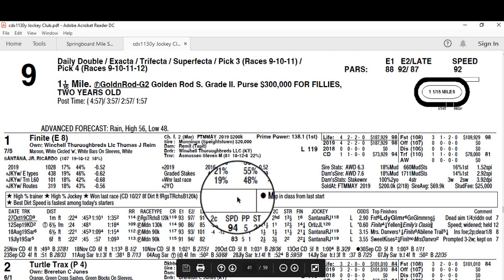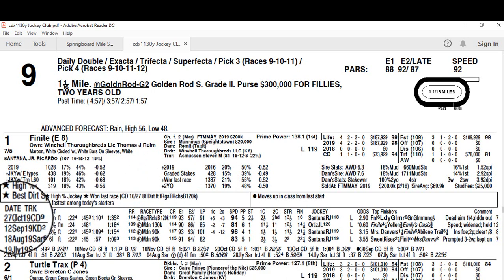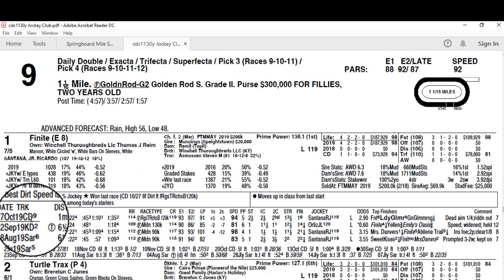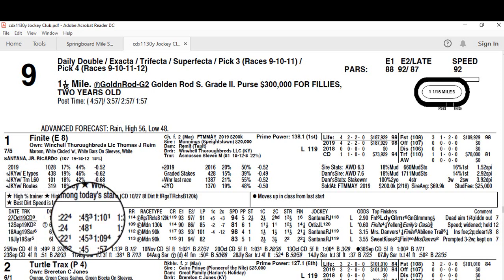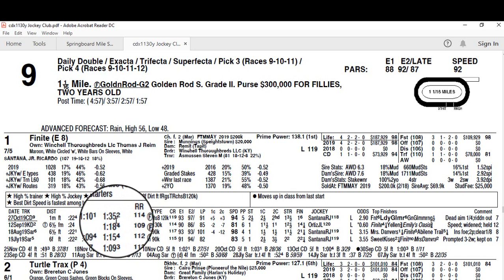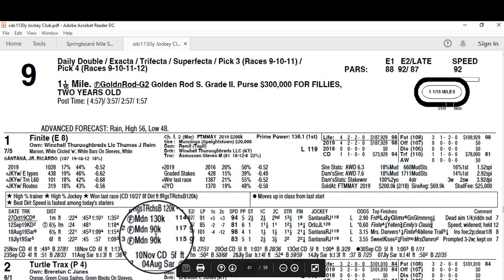So in summary for this video, let's recap. This is the date the horse ran. This is where it ran at. This is the distance it ran at. These are the fractions, the times, basically. And that's your final time. This is the class level.